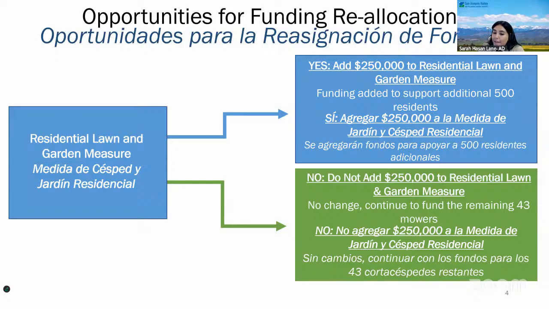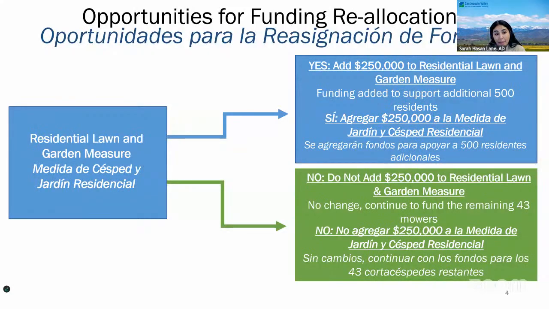And here we have a graphic to show the two options. If you all would like to reallocate funds, we could reallocate the 250,000 to the lawn and garden measure. That would replace 500 mowers and get us another event in the community around, I think, spring of 2026. So maybe March or April of next year. If not, that is okay as well.